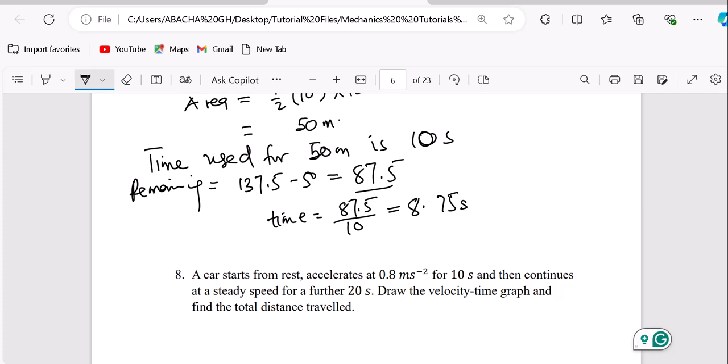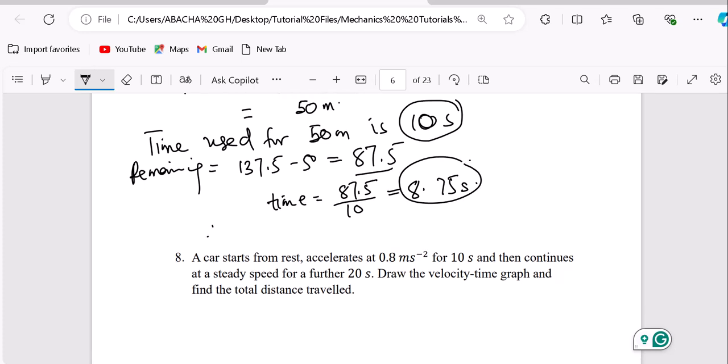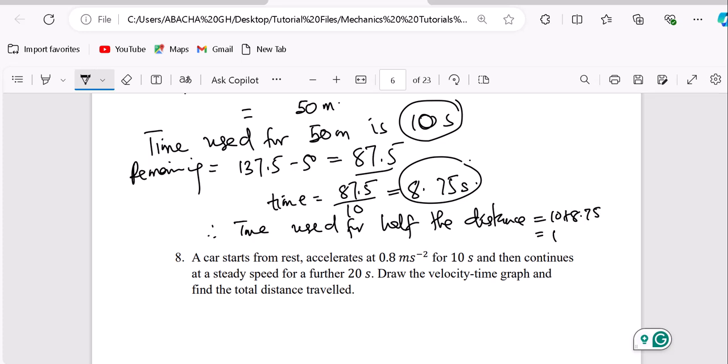Using our calculator, we have 8.75 seconds. And so we add the two times. The time used for half the distance equals 10 plus 8.75. This equals 18.75 seconds. That's all for that one. So we continue from the next question.